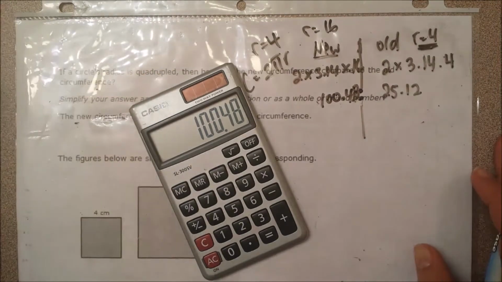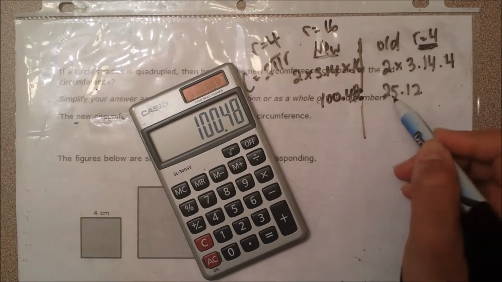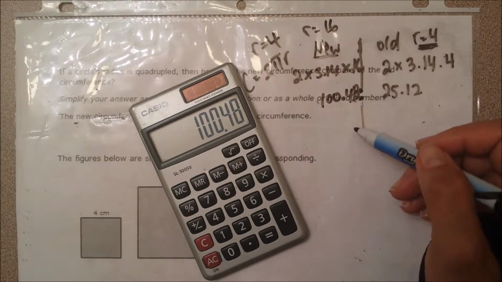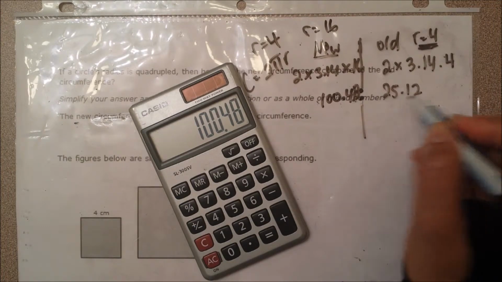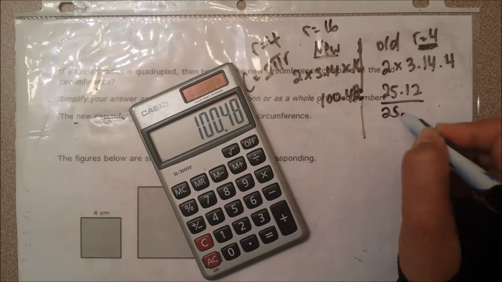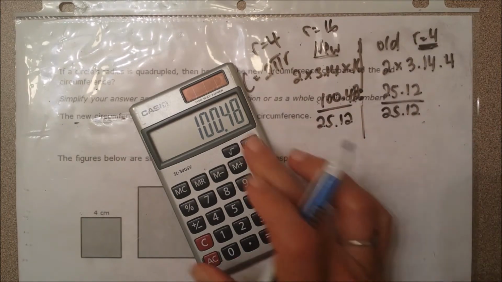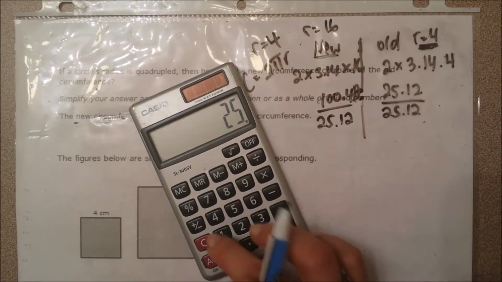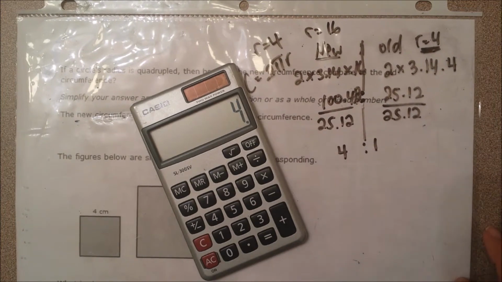Now, even though it's in decimals, you can still simplify. And 9 times out of 10, this number is going to be divisible in this number. So that's what I always like to check by. Let me go ahead and make this 1. So I want to divide it by 25.12. I'm going to divide the other side because I did it to that side by 25.12. You see, you still get 4 and 1.